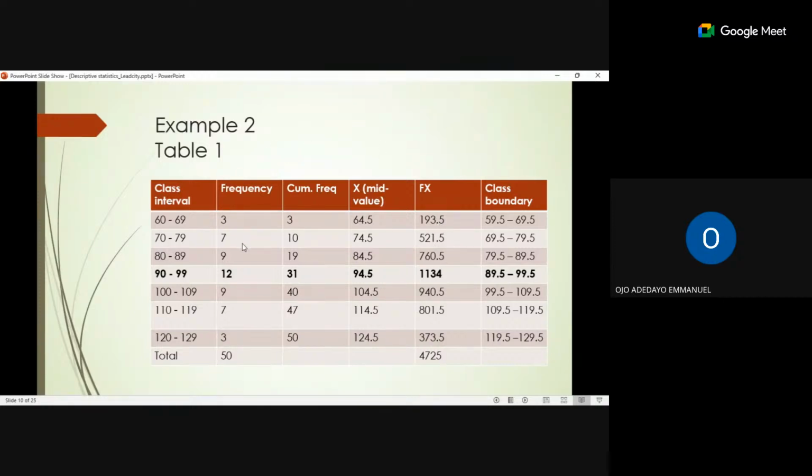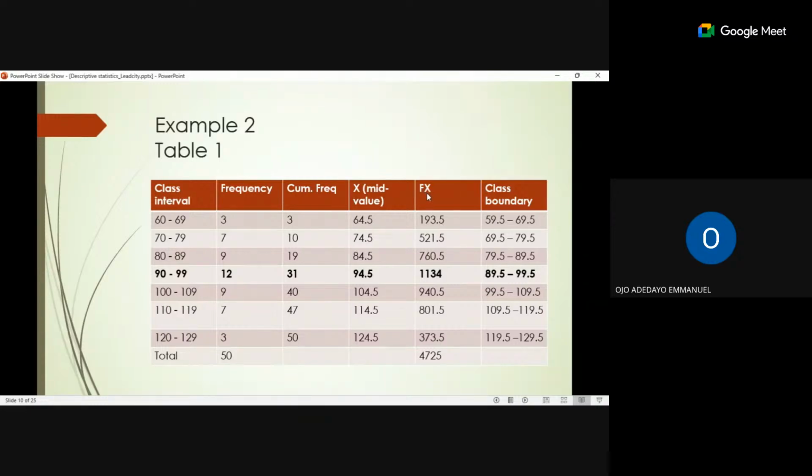You move to the next one: 7 multiplied by 74.5, you are going to have this value. The next one is 9 multiplied by 84.5, you get this value. The next one is 12 multiplied by 94.5. The next one is 9 multiplied by 104.5. The next one is 7 multiplied by 114.5, up to the last one. By the time you do that, you've calculated your fx.